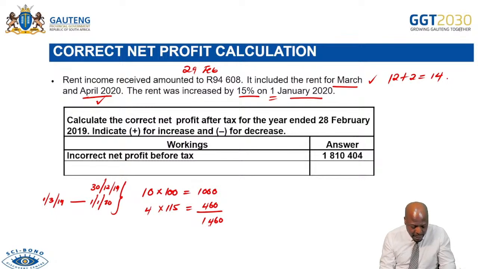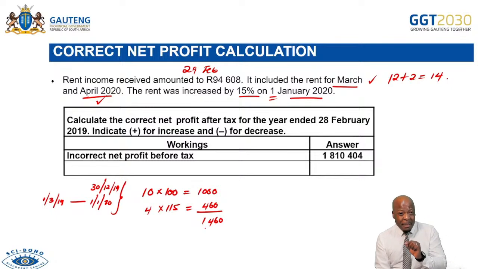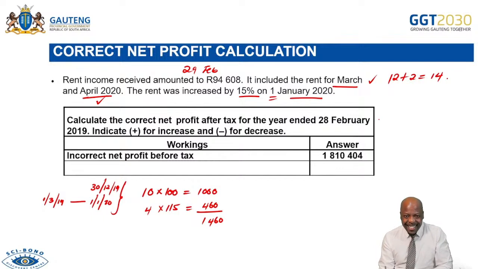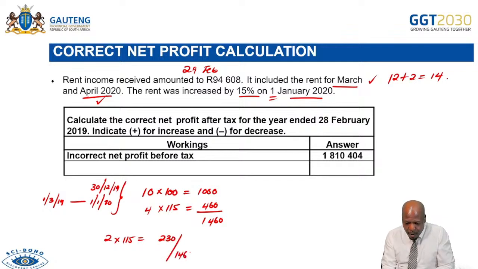That gives me 1,460. All right. Now, what is our problem in this case? We received for 2 months. And these 2 months, is it before increase or after increase? It is after increase. So we are looking for 2 months, and these months after increase is 115. 2 by 115, that's going to give us 230. We want 230. We have 1,460. So it's 230 over 1,460. Then I multiply this by my 94,608.